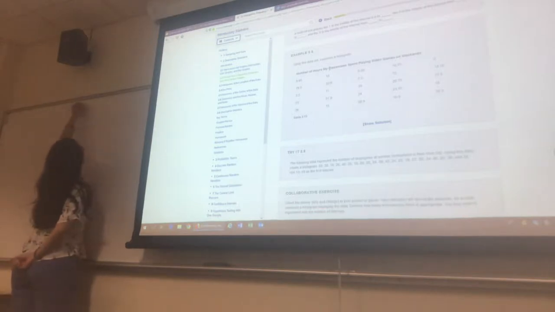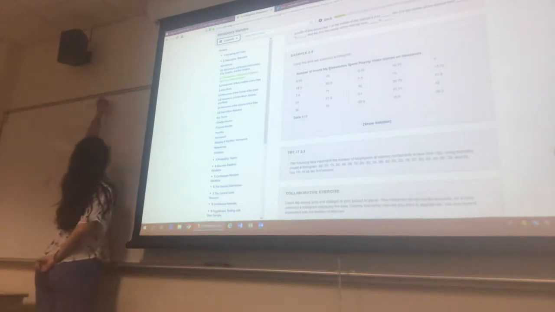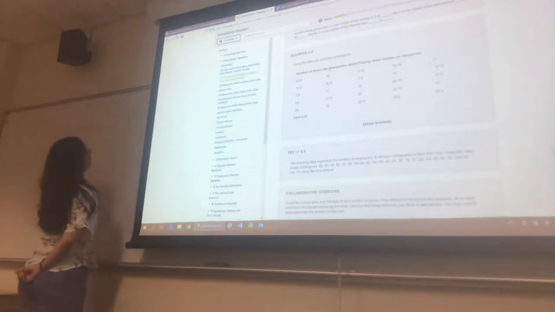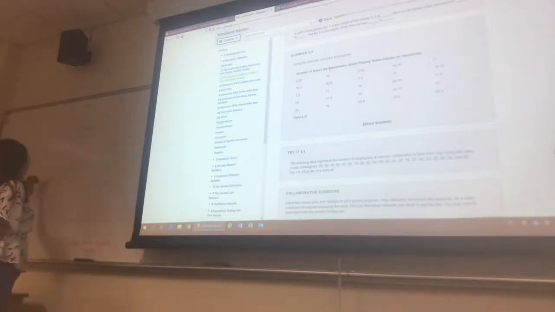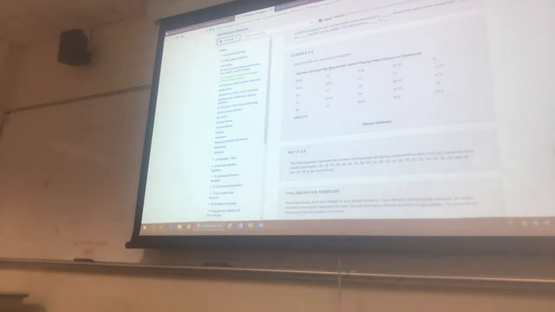So remember, you have hours, and this is the frequency, right? And then the relative frequency equals frequency divided by what? N. And that, right? The relative frequency, or that percentage, is what we want to chart. Okay, so we have 2 in that one. What's between 4 and 7? How many?